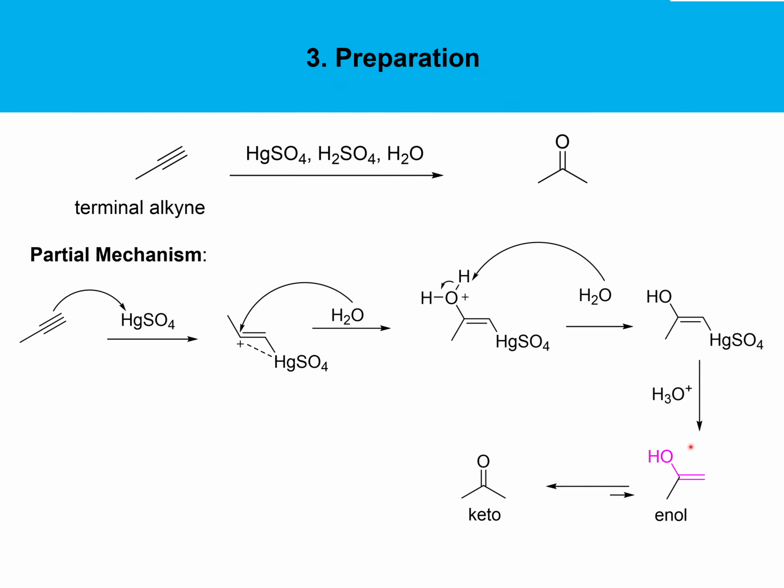Notice, as highlighted here, we have an OH bound to a double bonded carbon. So that's what we refer to as an enol. And as we learned previously, enols are always in equilibrium with a keto form. So wherever the oxygen is bonded, that carbon will become a double bond in the keto form, and then this double bond will become a single bond. And so we have acetone as a product from this reaction.